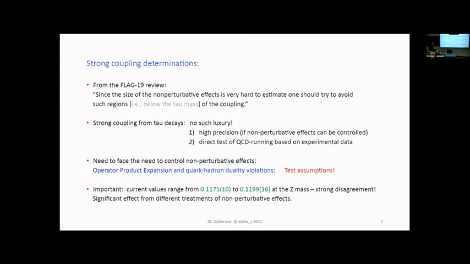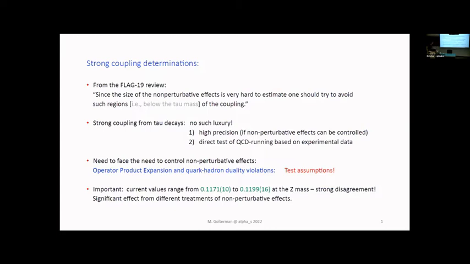Strong coupling determinations. If you read the FLAG review, and I like to read it because I'm part of FLAG, it says that you basically should stay away from this whole region, right? But of course, if you are interested in the strong coupling from tau decays, you have no such luxury because the tau has the mass that it has. If you were to throw it out, then you lose a potential opportunity for a very high precision determination. Of course, this is if non-perturbative effects can be controlled, which is what all the discussions are about. And it's also a nice direct test of QCD running based on experimental data.